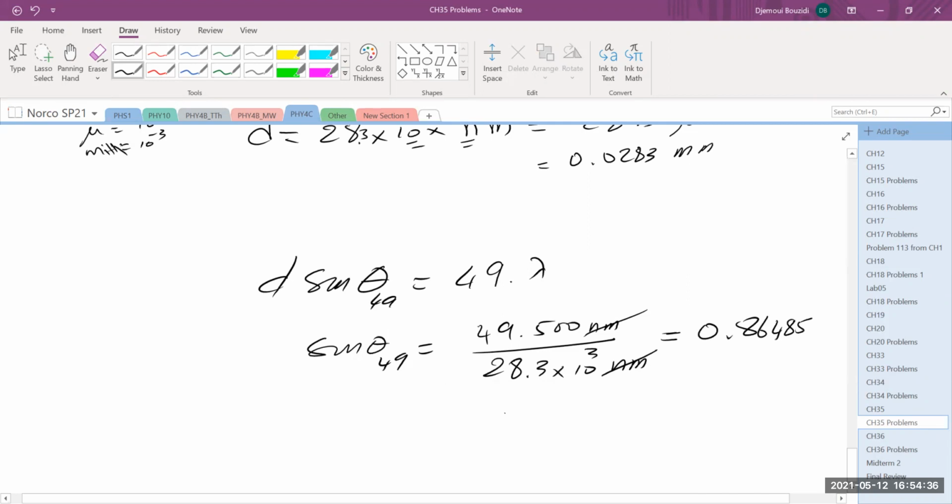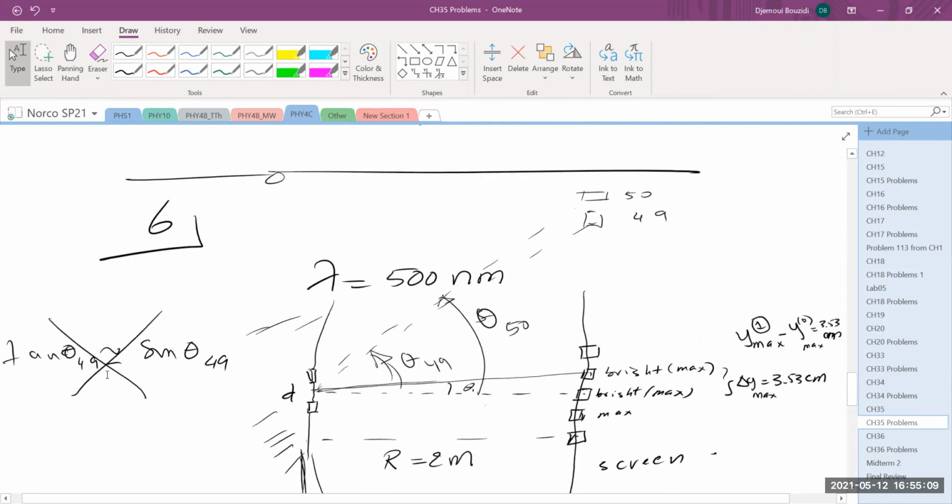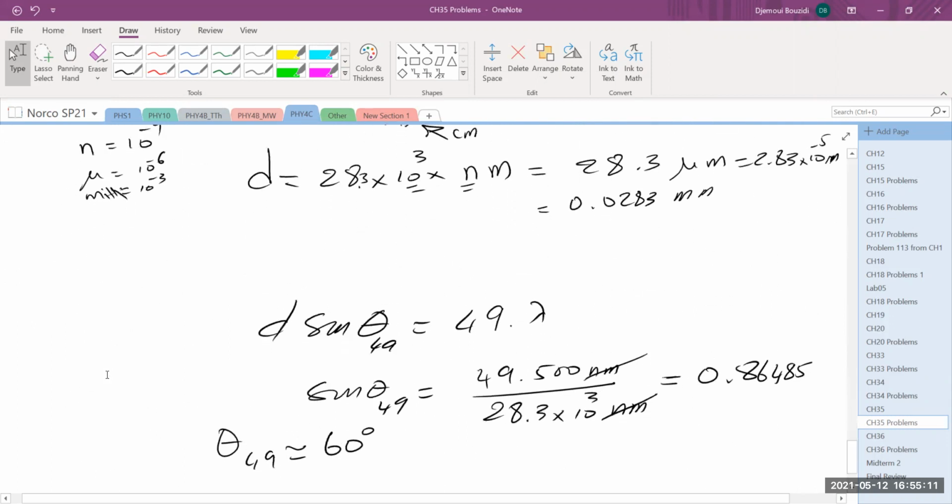Now this is a big angle. As a matter of fact, since I'm using degrees in here, arc sine of this value. You have to be very careful in here. It's actually 59.86, 60 degrees. Theta 49 is roughly 60 degrees. That's a big angle. We cannot say sine theta 49 is equal to, that's a point I was making earlier. You cannot make this approximation now, because theta is actually almost 60 degrees.